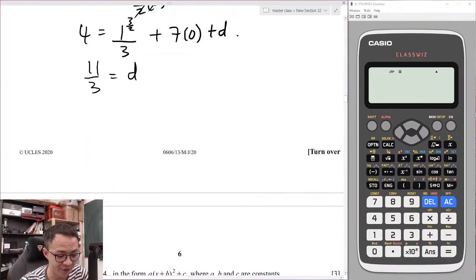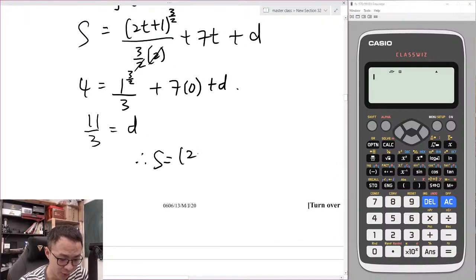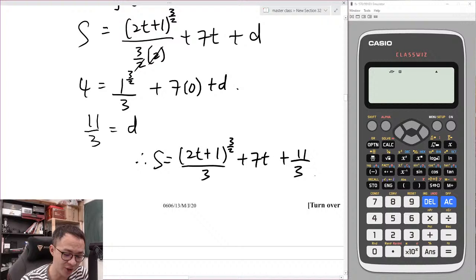Alright, so therefore, I will rewrite the whole equation. S is equals to (2t plus 1) power of 3 over 2 divided by 3, plus 7t plus 11 over 3. Yep, this is how we solve this kind of question.